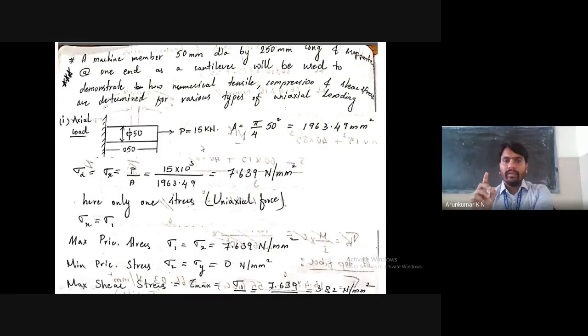That is uniaxial force. In that case, the maximum principal stress becomes equal to this, and tau maximum is sigma 1 by 2. This equation is available in the data handbook. So don't expect this type of problem in the examination. In the exam, they give you a combination of two loads. I will go with the second case.